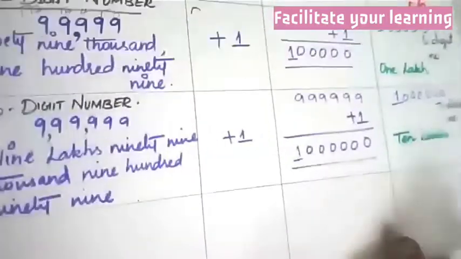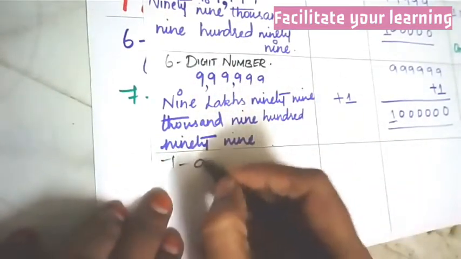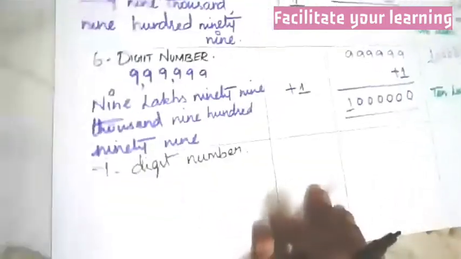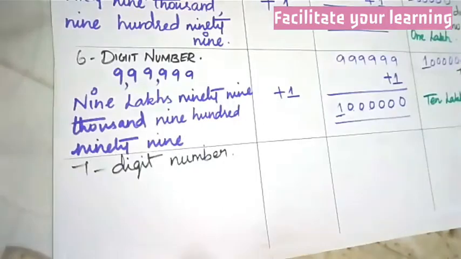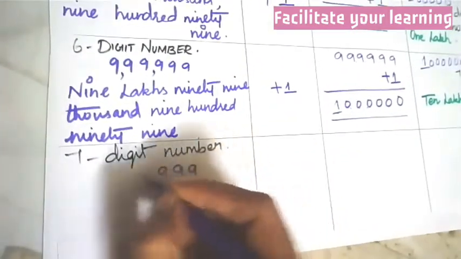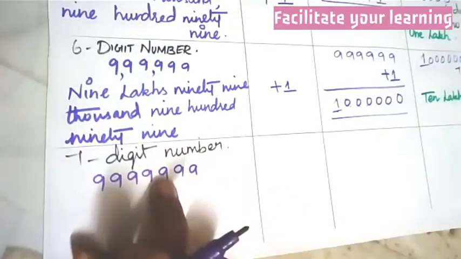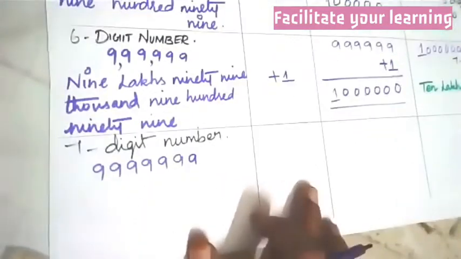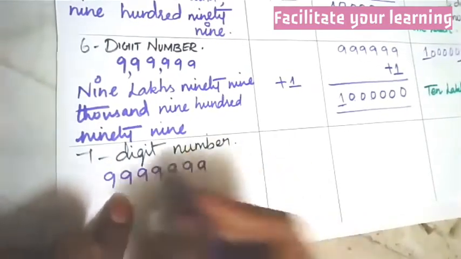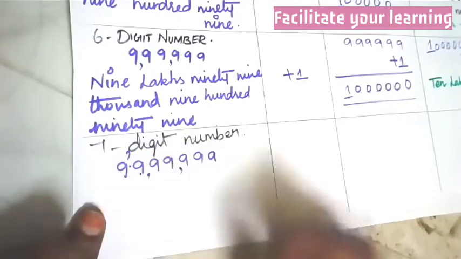Then, what is the greatest 7-digit number? For the greatest 7-digit number, there must be 7 nines. And how do you read it? After the ones period, mark a comma. After the thousands period, mark a comma. Now you can easily read it using the periods.